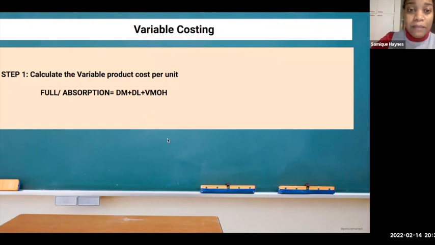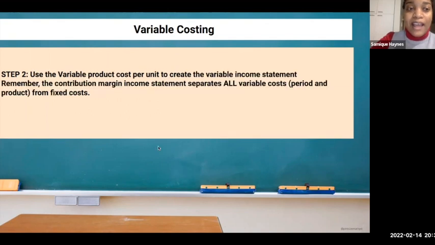Variable costing, the same thing. You calculate your variable product cost per unit. We know how to do that. And then we're going to use our variable cost per unit to create a variable income statement, okay?